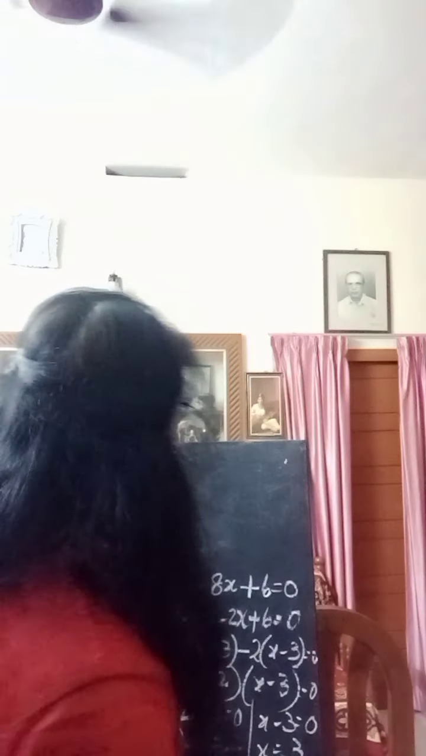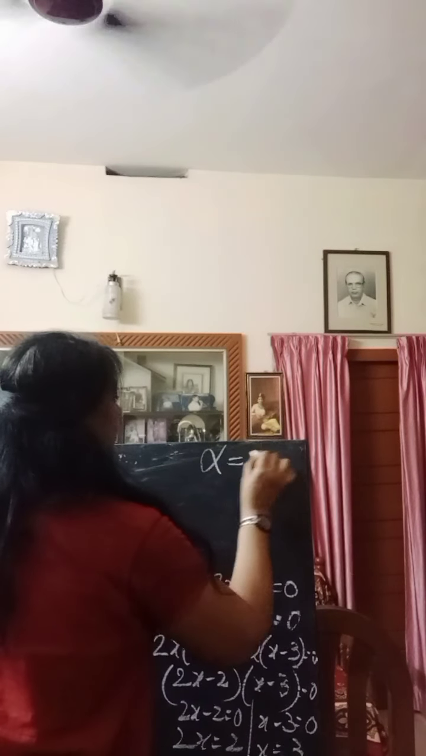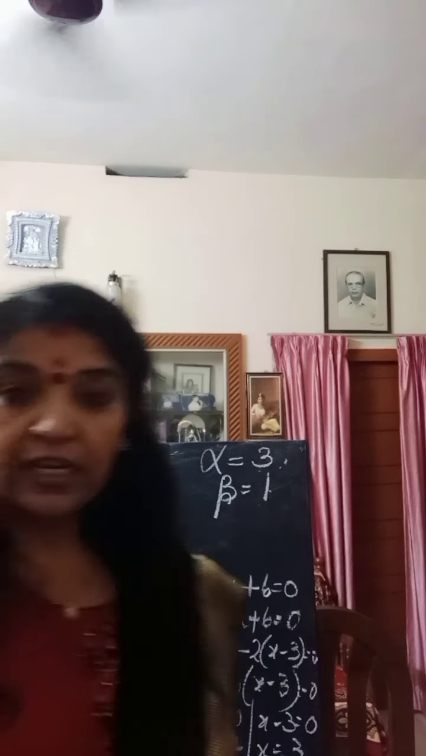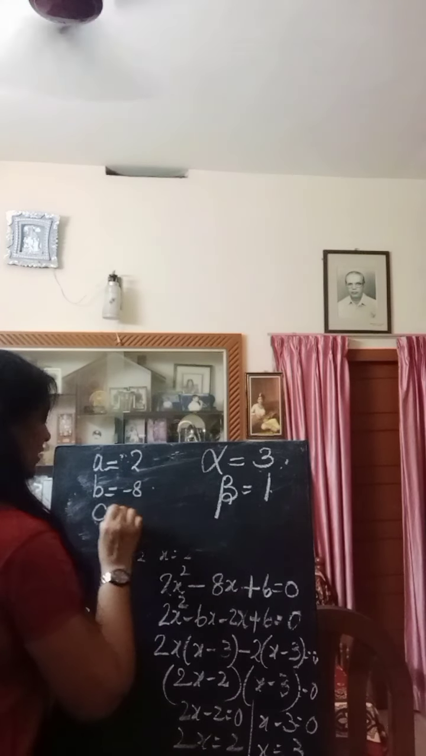Writing the two roots, alpha equal to 3 and beta is equal to 1. Is there any relation between these roots, alpha and beta, and the coefficients of this quadratic equation? Before that, write the coefficient of each. What is a? a is equal to 2. What is b? b, coefficient with sign, is -8. And what is c? c is equal to 6, positive 6. These are the three coefficients.